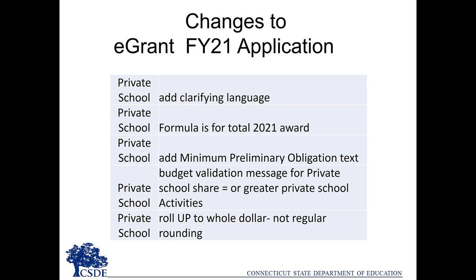The formula for total is the total of the 2021 award. There are minimum preliminary obligations, meaning that you need to make sure that if you have students on 619, those numbers align with what you've put in to the State Department around your child count numbers. There's a budget validation piece as well, that you're rolling up. If you're not rolling up, you're going to get an error message.